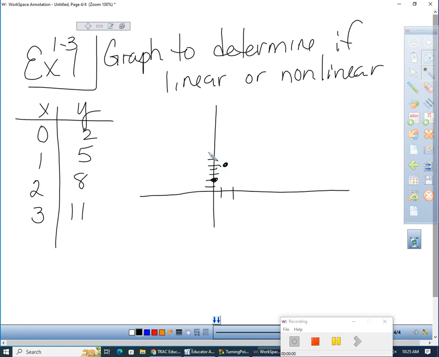0, 2, 1, 5, 2, 8, and 3, 11. Are they in a line? Okay, so then we just say it's linear. If your dots don't make a line, you say nonlinear. That's your first 3 problems. Yes. Except, well, actually, number 1, it doesn't give you a graph, but 2 and 3, it does. Go ahead. Nope. Just the first 3.